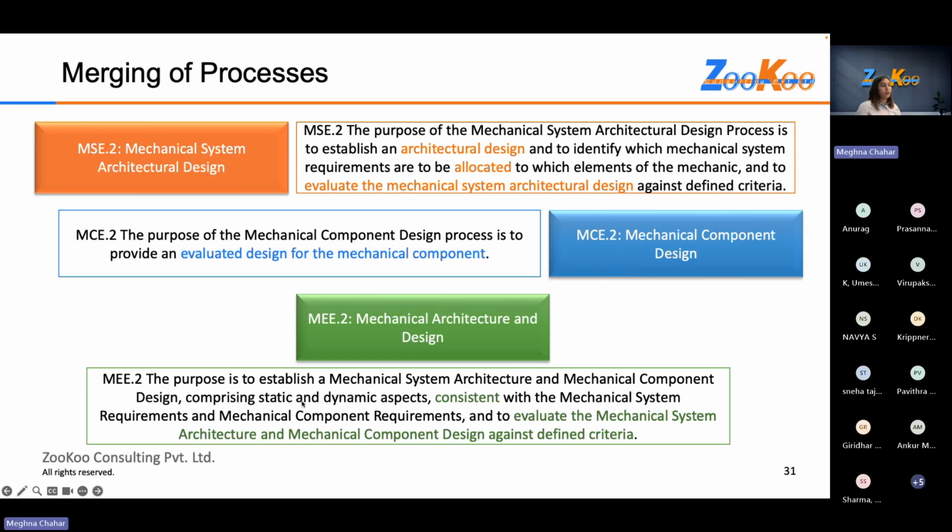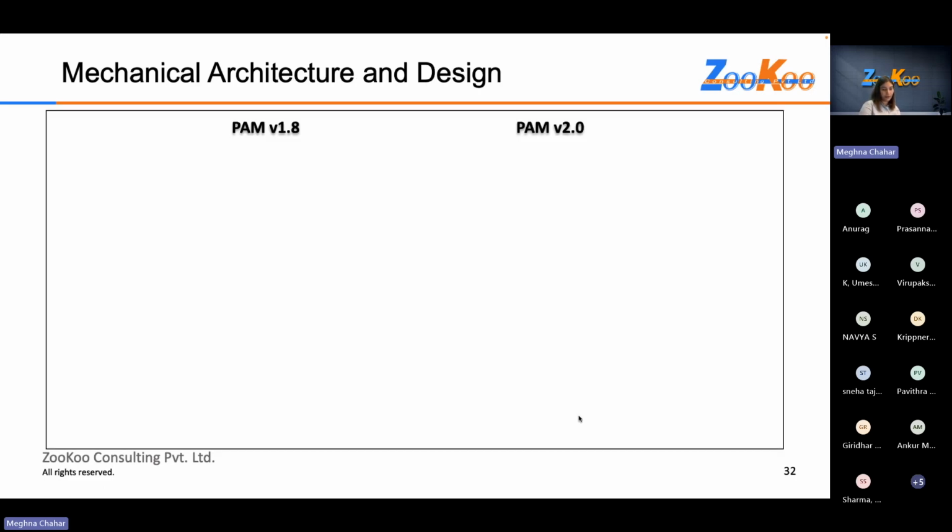Now what they have done, they combined these two, and they are saying the purpose is that you need to establish mechanical system architecture for this one, mechanical component design for this part. Now you need to comprise static and dynamic aspects, which should be consistent with your mechanical system requirements and component requirements, and also evaluate this architecture and design against the defined criteria.